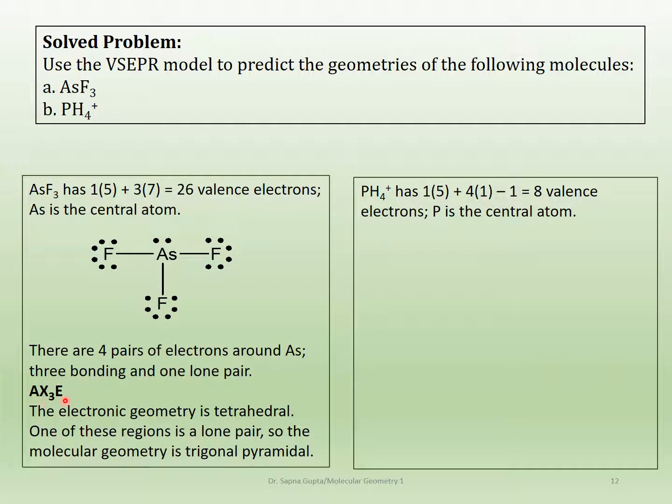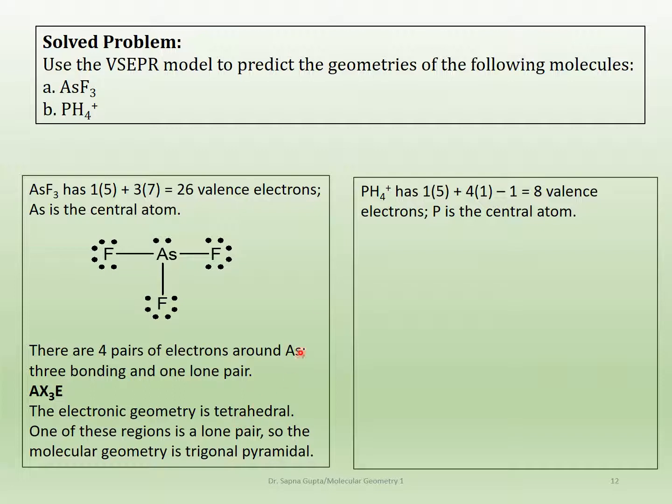So that's the AX model, AX3E. What the AX3E tells you is that you have the 4 groups, and the 4 groups tell you that your geometry is going to be tetrahedral. Now this gives you the electronic geometry. It does not give you the shape. You still have to figure out the shape. The electronic geometry helps you figure out what the bond angle is going to be. So if you have a tetrahedral electronic geometry, then the bond angle is going to be 109 degrees, approximately.